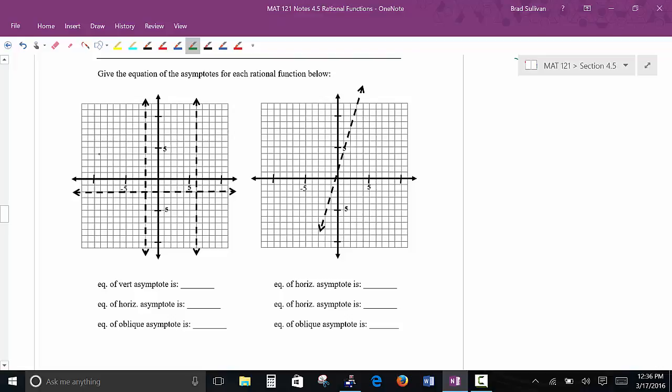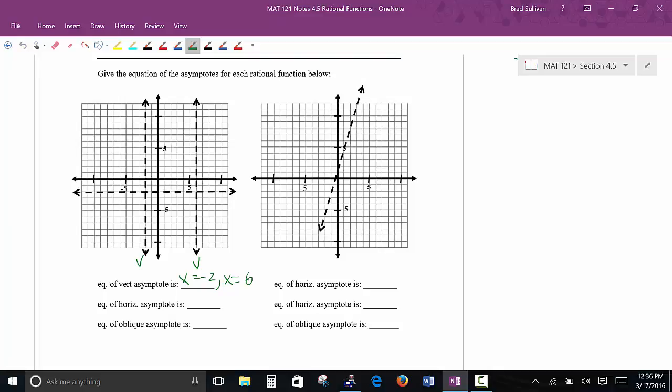This is just a graph. These are just asymptotes. How many vertical asymptotes are there? They're represented by dashed lines. There are two. There's one there, there's one there. So this is x equals -2, and this one looks like x equals 6. Remember, vertical lines are named by the x value because they go through the x value.